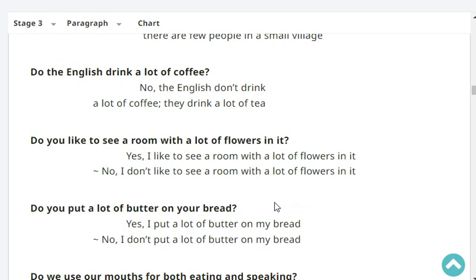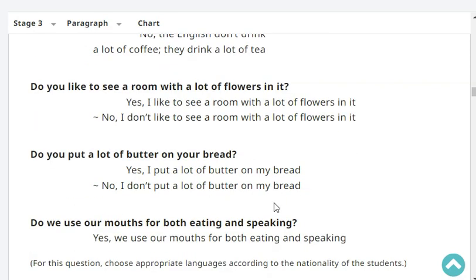Do you like to see a room with a lot of flowers in it? Yes or no? No, I don't like to see a room with a lot of flowers in it. Very good.